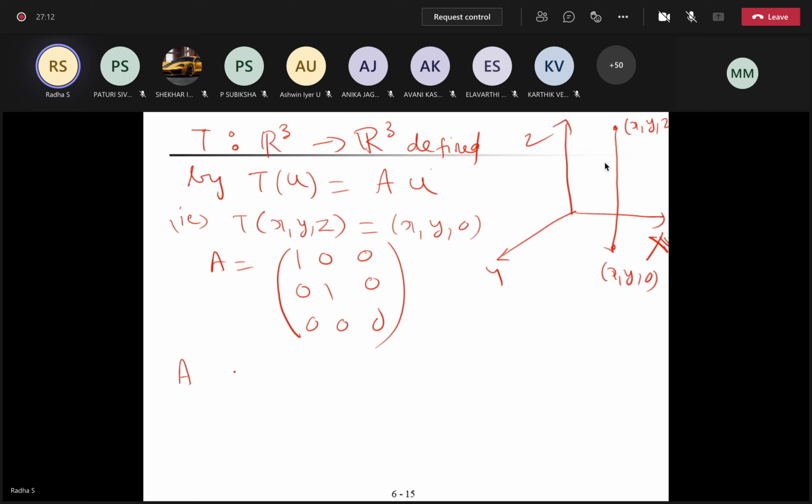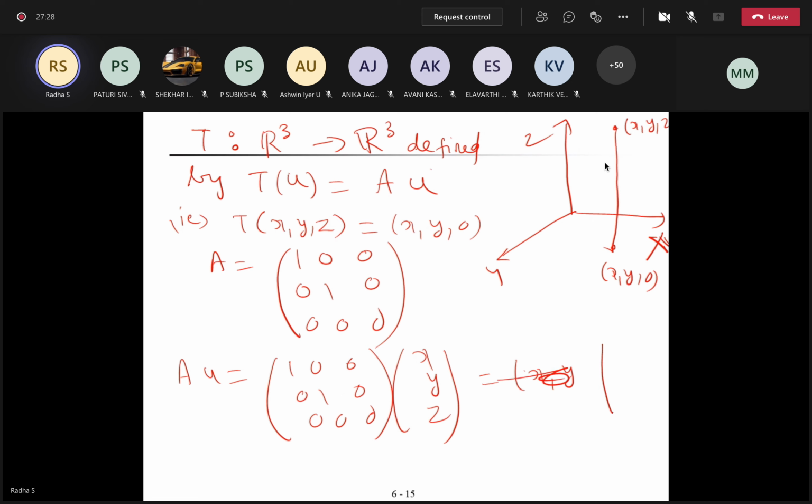So that A times U, that is [1 0 0; 0 1 0; 0 0 0] into (x, y, z), will become (x, y, 0). 3 by 3 into 3 by 1, that is 3 by 1. Suppose I want to project it along the YZ plane. So what will be the point here? (0, y, z). X will be 0.